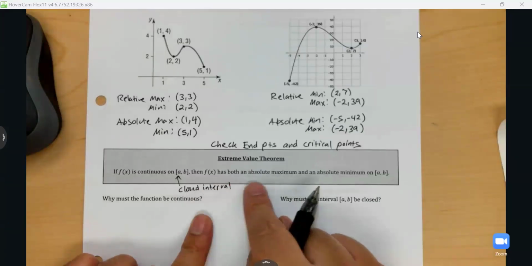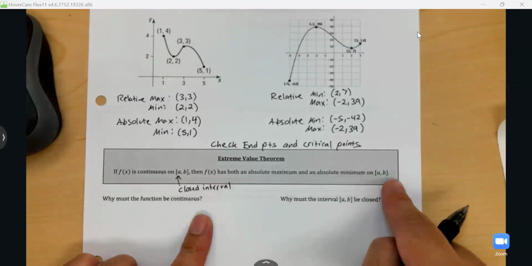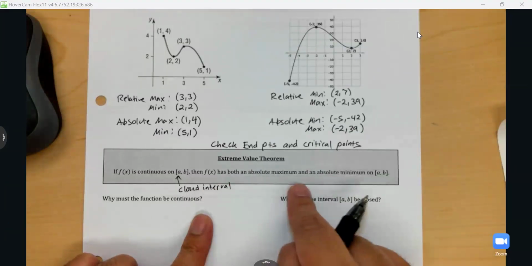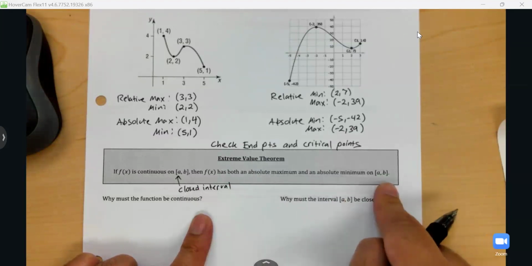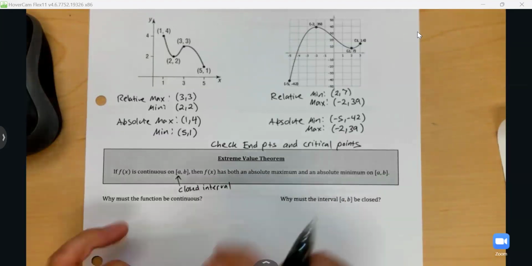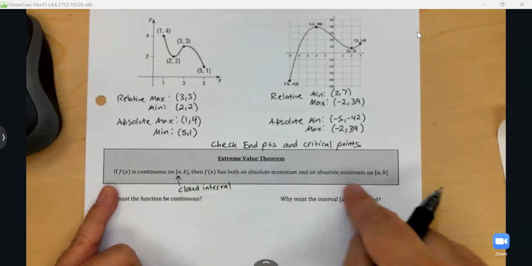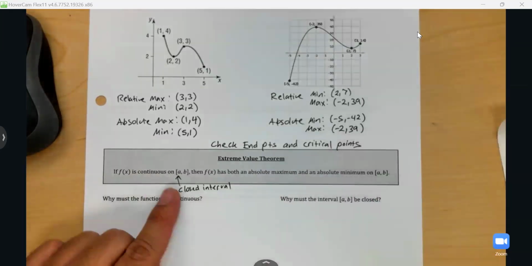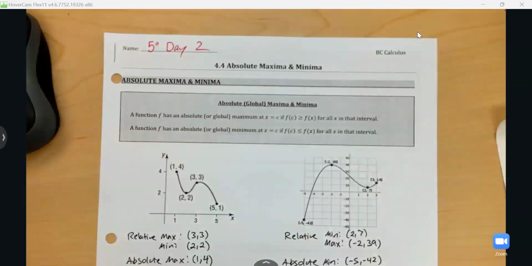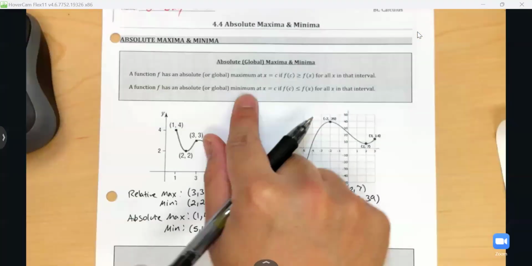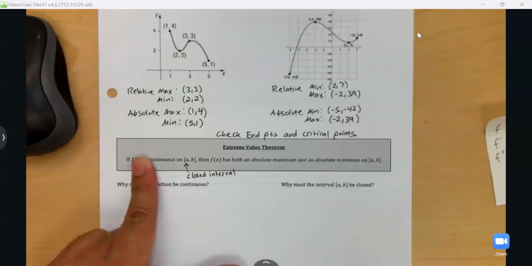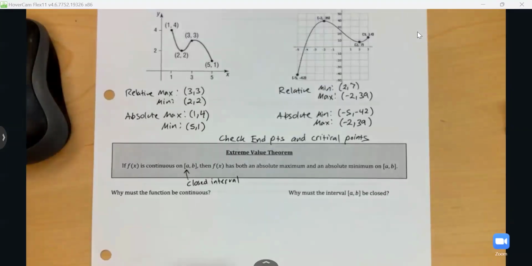Then that means that there must be an absolute maximum and absolute minimum on this interval a to b. Okay, so now this definition of the theorem is actually not worded like it was up here, but if you do see it worded with this technical definition, here's what that would look like. Okay, so the actual technical definition, the extreme value theorem would say this.